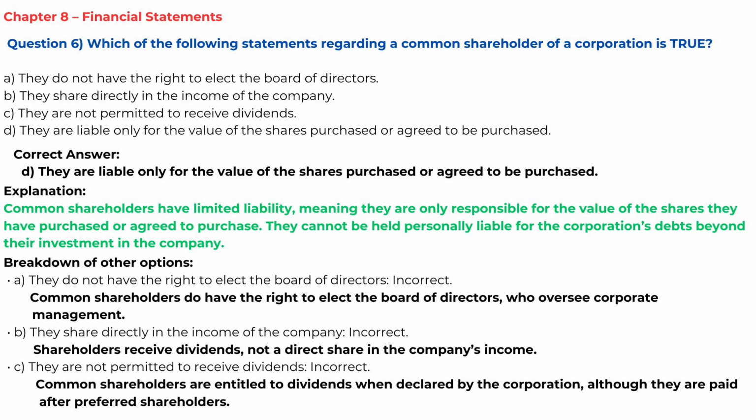Breakdown of other options. A. They do not have the right to elect the board of directors. Incorrect. Common shareholders do have the right to elect the board of directors, who oversee corporate management. B.